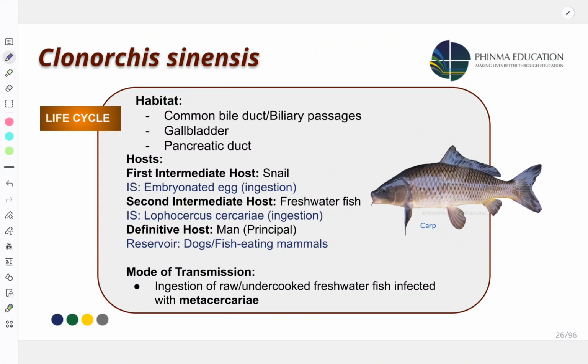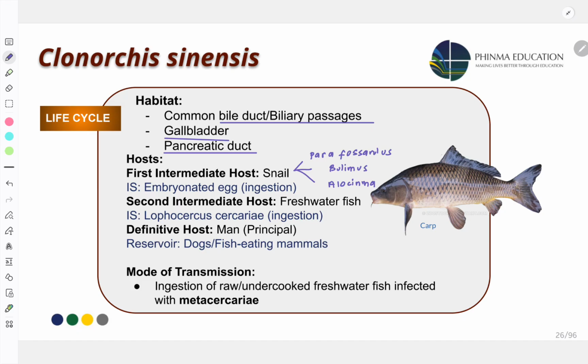So life cycle, habitat is your common bile duct or your biliary passage, no? Could also be in your gallbladder or possible sad na asa pancreatic duct. So the first intermediate host are your same lang freshwater snails, no? Of your Parafossarulus species and your Bulimus or your Alocinma.